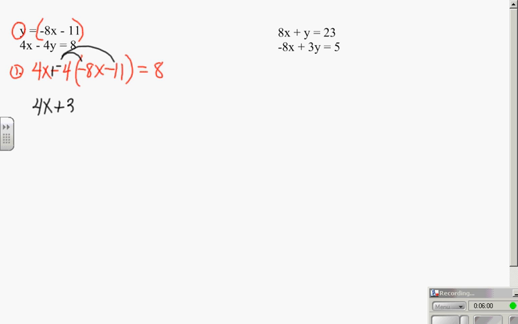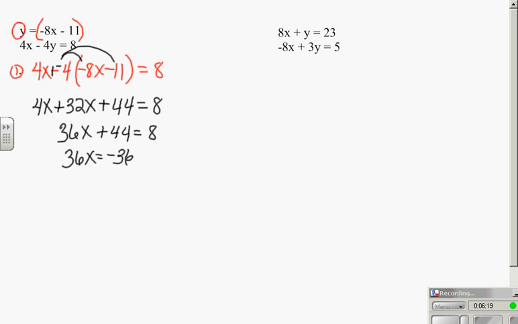Watch that negative, so I have 4x plus positive 32x plus 44 equals 8. Combine like terms, 36x plus 44 equals 8. Subtract 44 from both sides. 36x is equal to negative 36, and x is equal to negative 1.